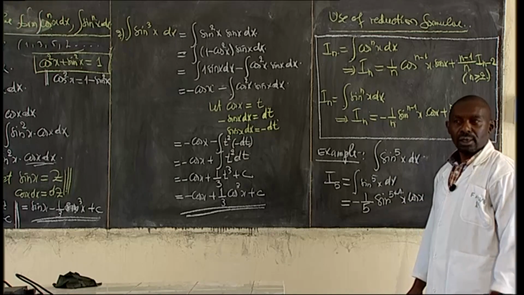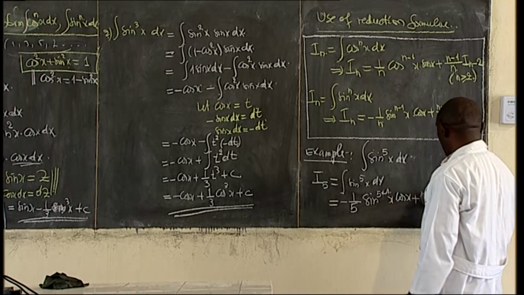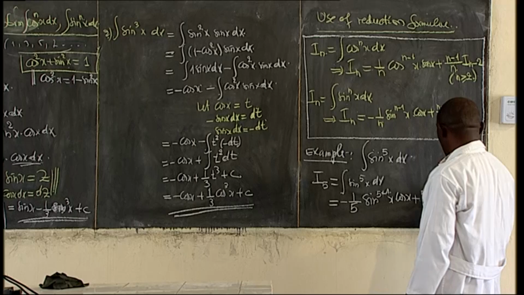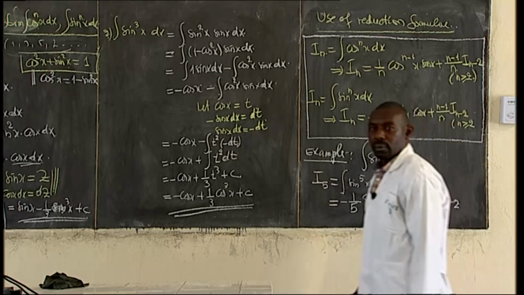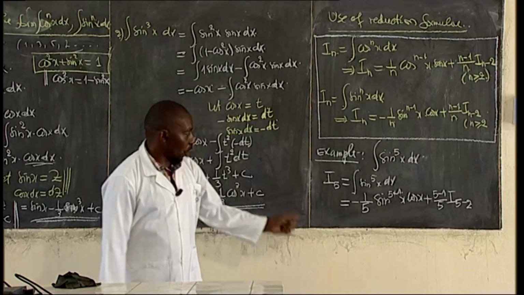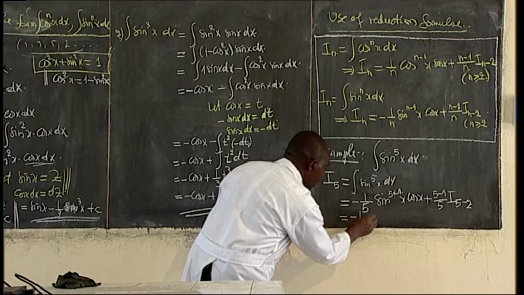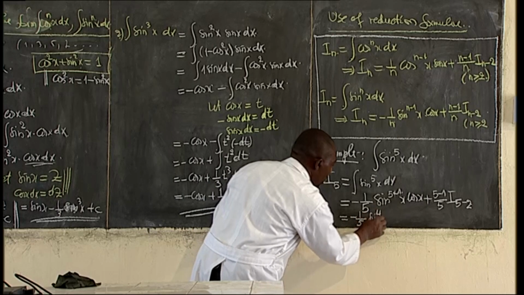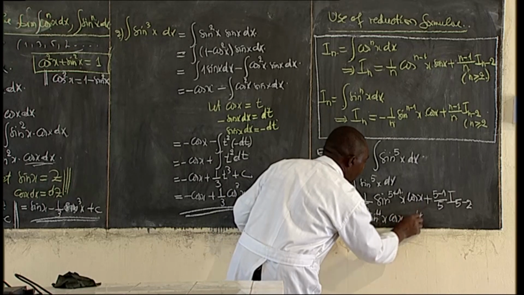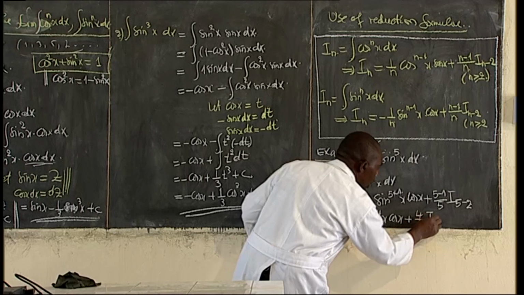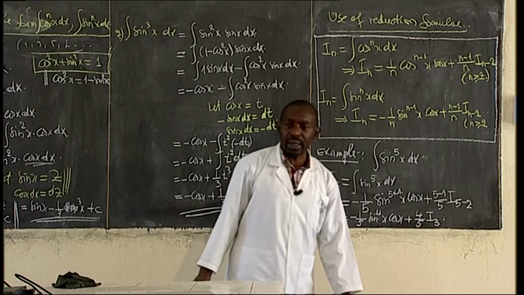Are we together? Okay. Plus (n minus 1), that is 5 minus 1 divided by 5, I_(5-2). So this is equal to negative 1 divided by 5 sine^4 x times the cosine of x, plus 4 divided by 5 I_3. Meaning that n is equal to 3, we're going to find I_3.